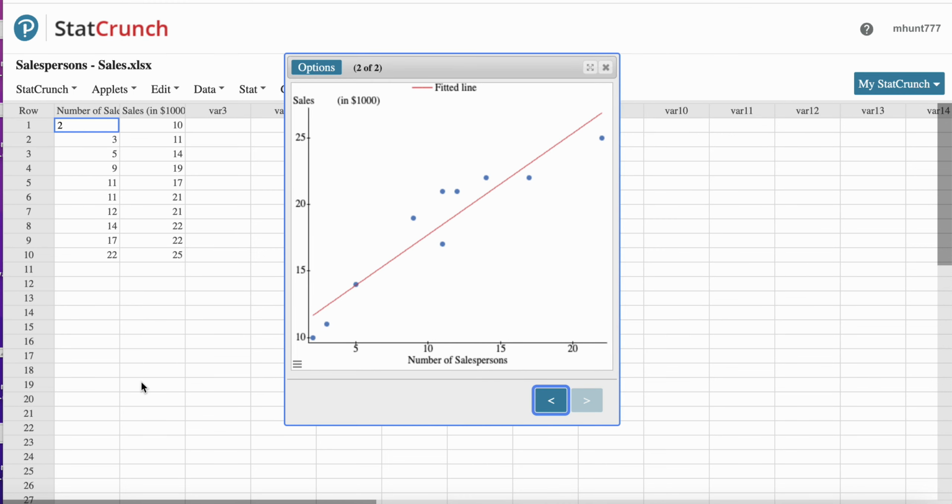So that's pretty much it in terms of using StatCrunch to perform simple linear regression. And I gave you also an idea of what the important output pieces were for you to focus on.